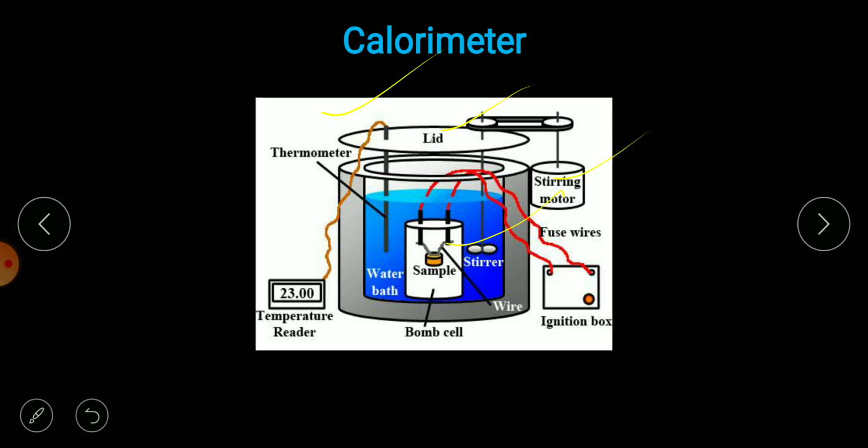So, the bomb cell. Now what is a bomb cell? In it we put the particular substance which we want to heat, in a sample cell. And then we attach it to an ignition box, and that ignition box ignites that particular substance for which we have to calculate the heat changes. This is a picture of a bomb calorimeter. There is also a simple calorimeter that we use, which is made of copper.